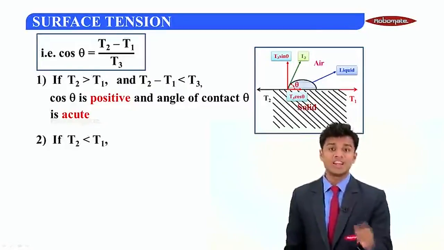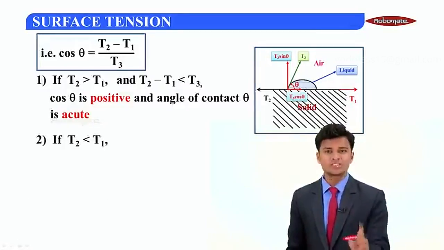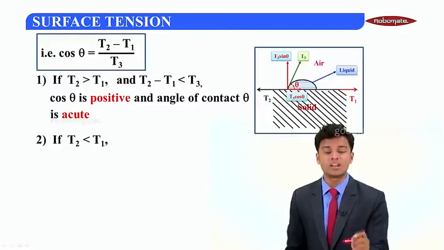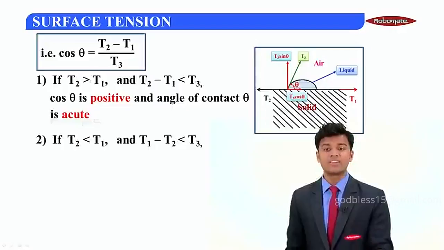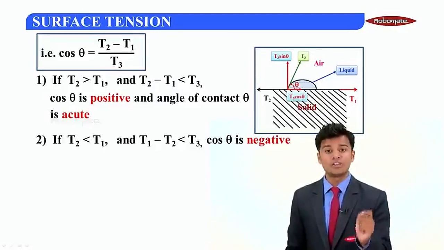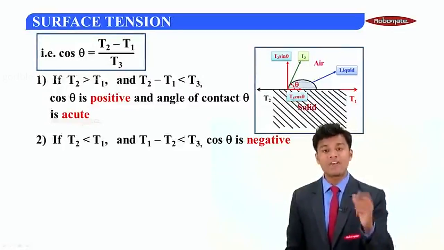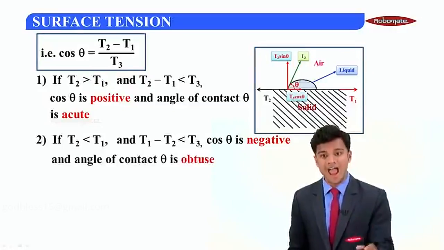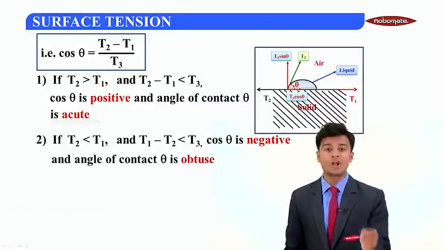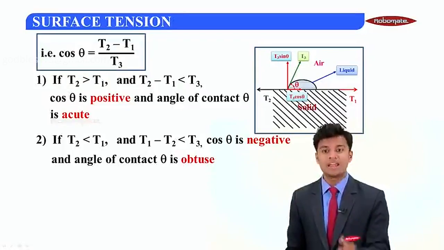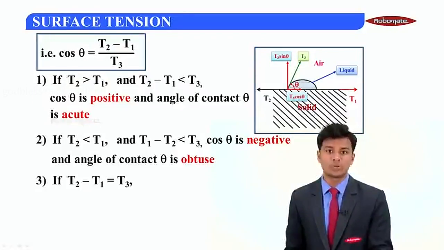Now I say that if T2 is less than T1, that means the numerator will be negative. And if T1 minus T2 is less than T3, the numerator will be negative and the value is less than 1. So I say that cos theta is negative, and since it is a negative value, the angle of contact, that is theta, has to be more than 90 degrees. That is, the angle of contact theta is obtuse.